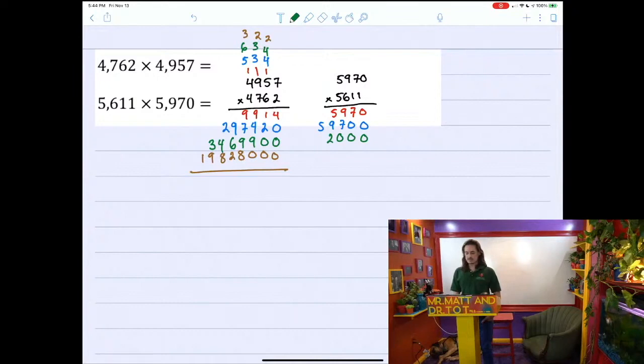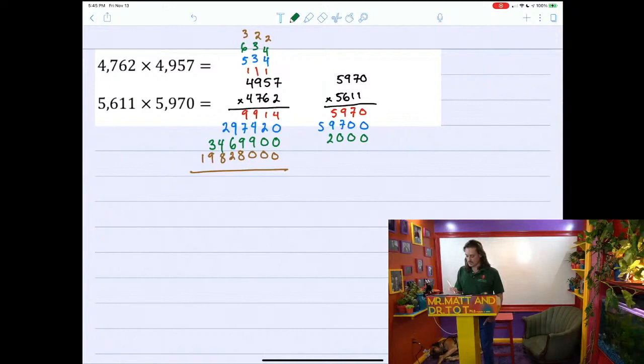Lastly, we need to multiply by the thousandths value of 4, so we need a placeholder of 3 zeros. 4 times 7 is 28, so keep the 8, carry over the 2. 4 times 5 is 20, plus 2 is 22, so keep the 2, carry over the 2. 4 times 9 is 36. 36 plus 2 is 38, so keep the 8, carry over the 3. 4 times 4 is 16. 16 plus 3 is 19. There's no other value to regroup into, so we just write out the 19.